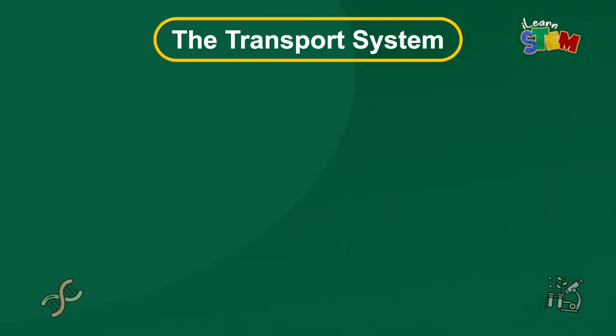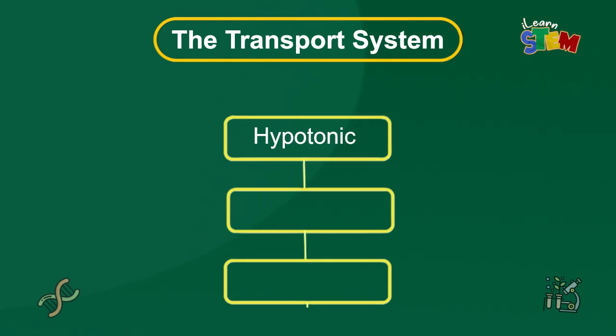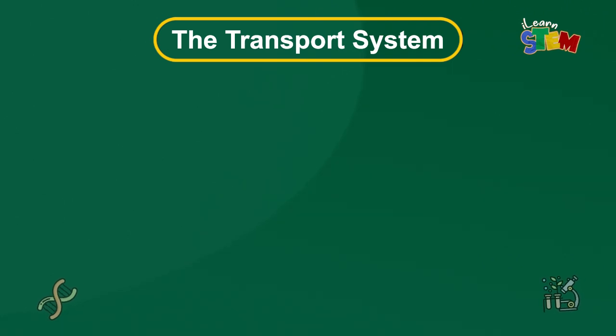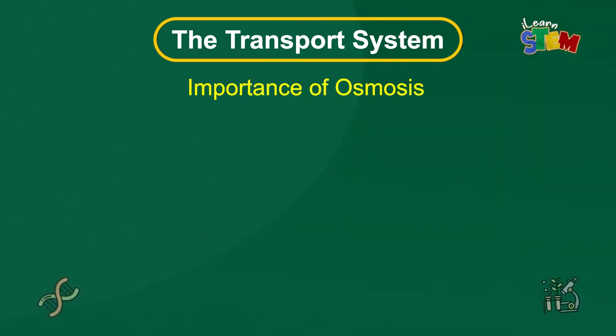In osmosis, the weaker solution is called hypotonic, while the stronger solution is called hypertonic. Then, when both solutions have the same concentration, they are called isotonic. Let's see the importance of osmosis.